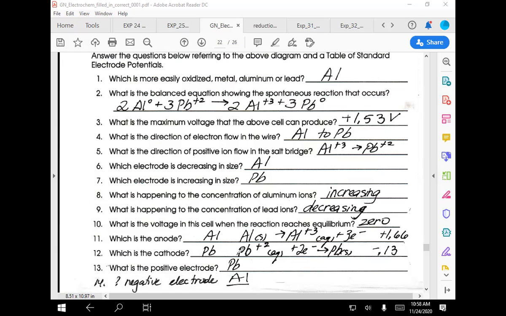The lead is gaining electrons, so that's why the electrons are going towards the lead. And you're gaining the lead solids. That's why I drew that extra lead going on to the solid piece of lead already there. So the aluminum is losing electrons. That's how you could tell it's the negative electrode. And then the other one's the positive electrode.